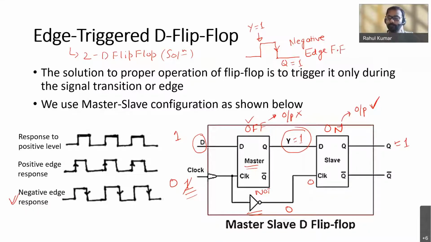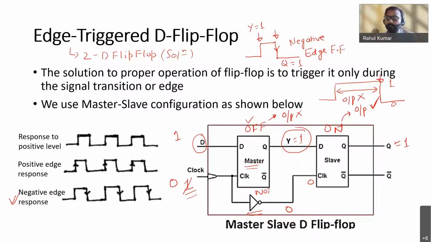Similarly, you can have a positive edge flip-flop. So basically what we try to do is change the output at the edge of the square waveform, not during the entire duration. The output is not changing during this entire duration; it is changing at this edge, when your clock pulse is changing from 1 to 0. At this edge your output will change.